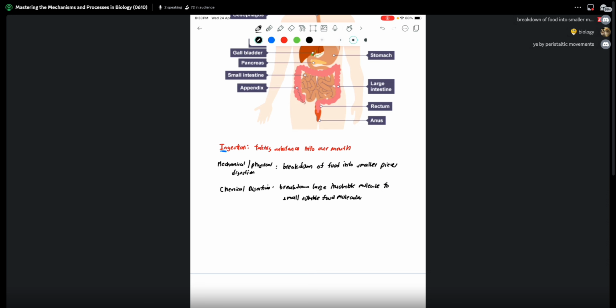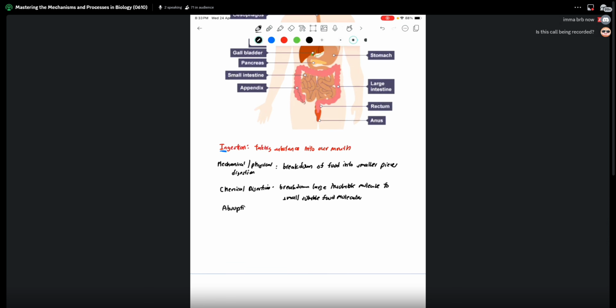So these enzymes will start to break the bonds. Churning and peristalsis are all considered mechanical digestion. Then next we will undergo the absorption.